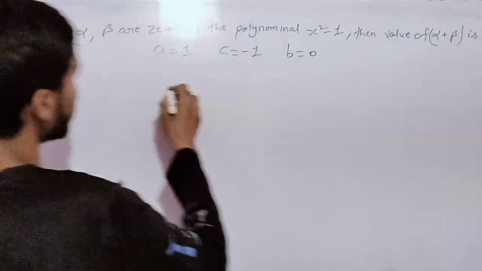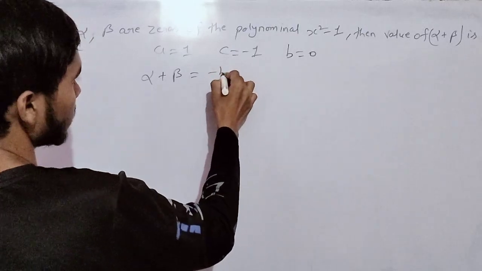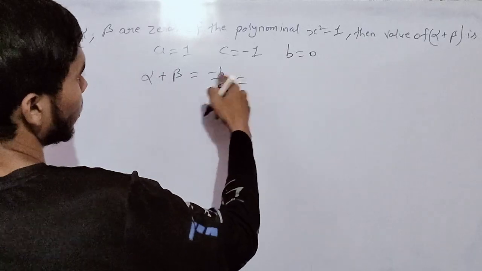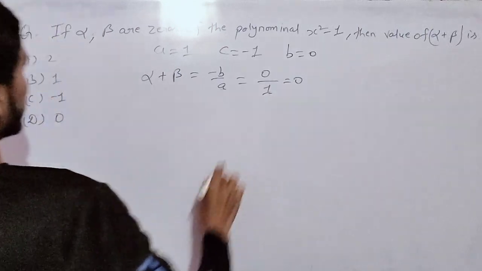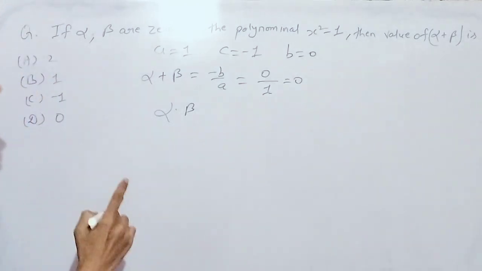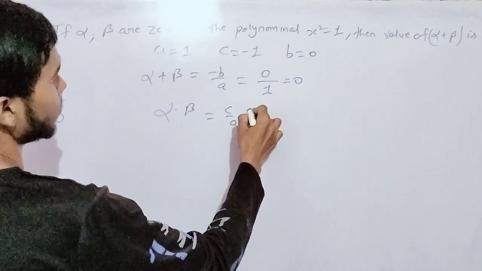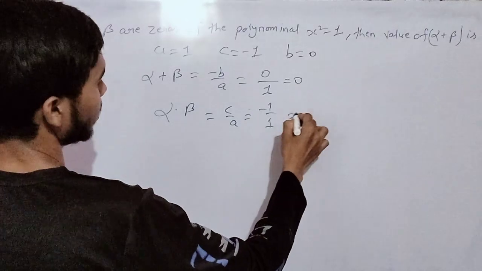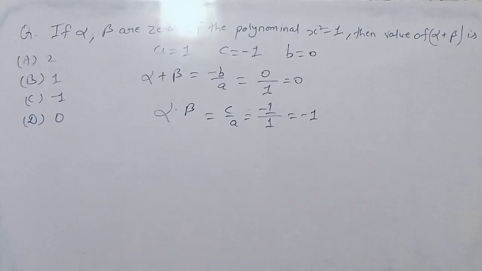Now you can find this: minus b upon a. This is 0 and a is 1. You will get 0. You can even find the product of the zeros: c upon a. C is minus 1 and a is 1. You are getting only minus 1. Clear?